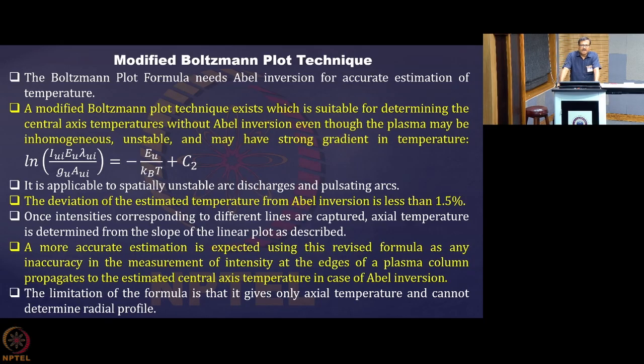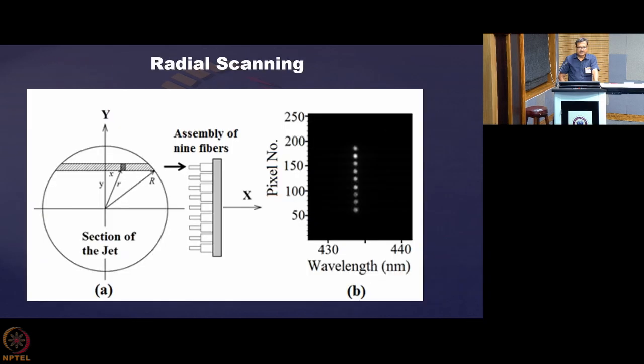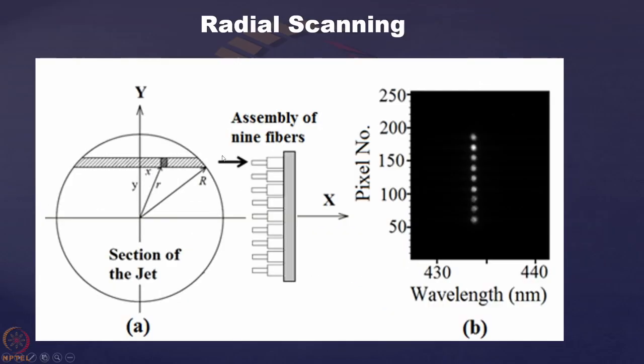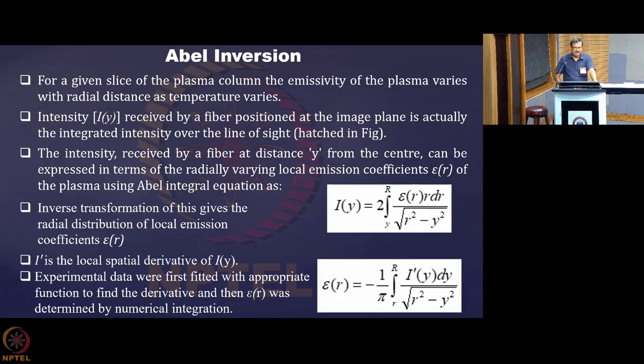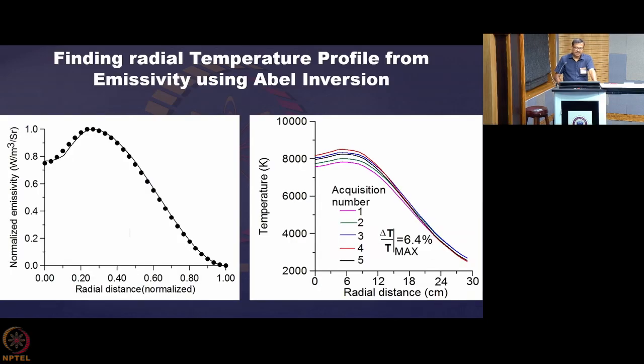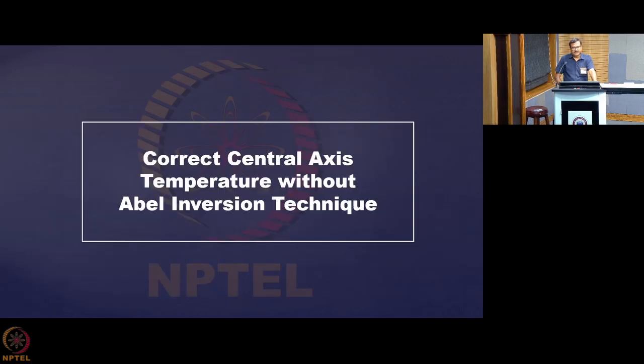So when you are interested in finding a radial profile of the temperature distribution in a plasma, there is no other way except going for Abel inversion. The technique that I have just described requires you to capture the radiation along the diameter of the plasma like this. So you get the intensity recorded along different chords, and if you do the Abel inversion on that intensity, you get the emissivity, and from that emissivity you can find out the radial distribution of temperature.